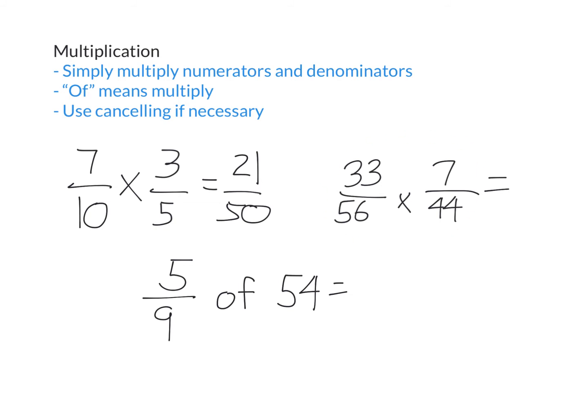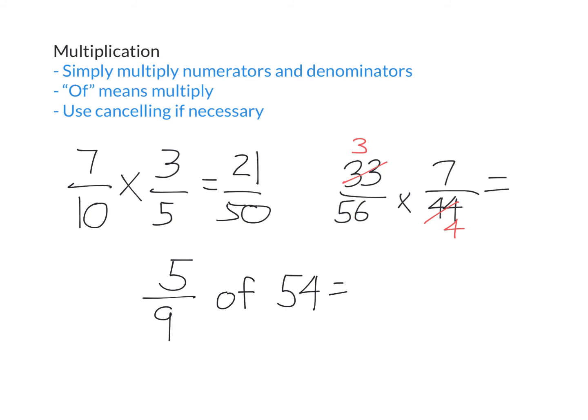So how do we do something like this? Well, if we wanted to do 56 times 44, that would take a while. Surely there's an easier way. So what you can do is use cancelling. You can cancel any common factors. So let's see, 33 and 44 both have a common factor of 11. So I can divide 33 by 11 and I divide 44 by 11. That's okay, as long as what I do to the top, I do to the bottom.